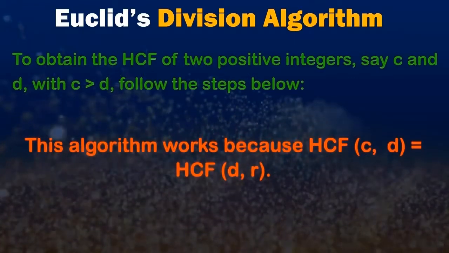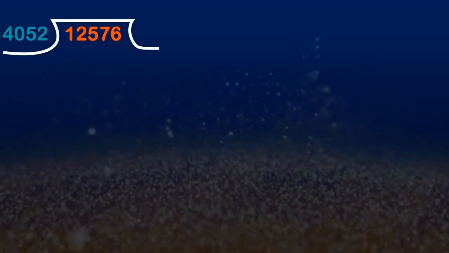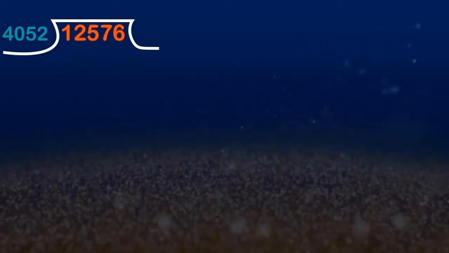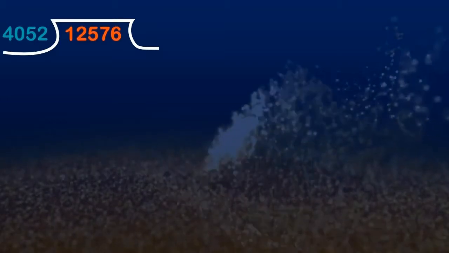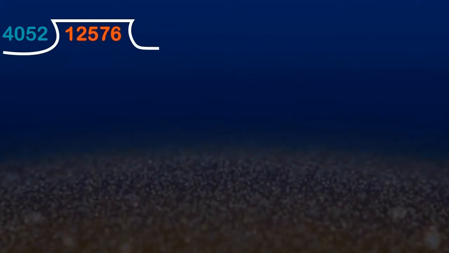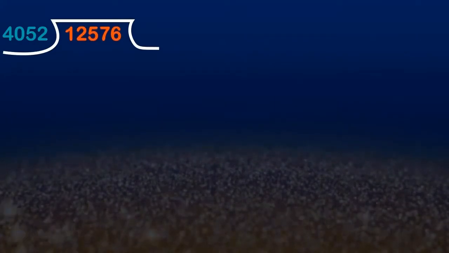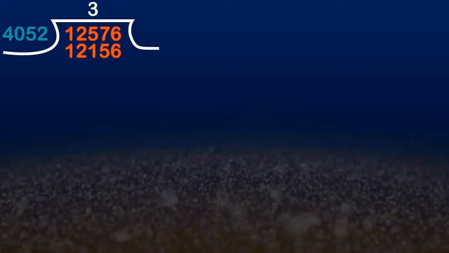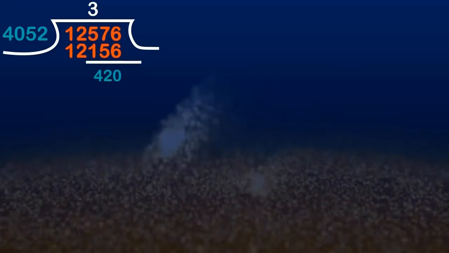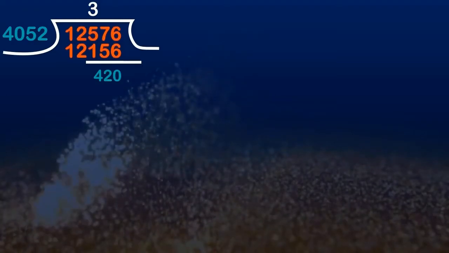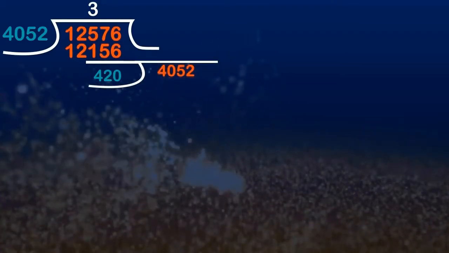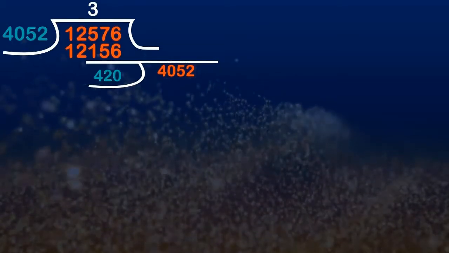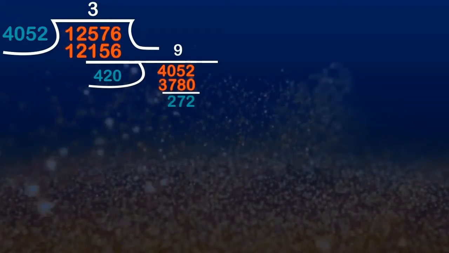Use Euclid's algorithm to find the HCF of 4052 and 12576. Solution. Step 1. Since 12,576 is greater than 4,052, we apply the division lemma to 12,576 and 4,052 to get 12,576 is equal to 4,052 multiplied by 3 plus 420. Step 2. Since the remainder 420 is not equal to 0, we apply the division lemma to 4,052 and 420 to get 4,052 is equal to 420 multiplied by 9 plus 272.